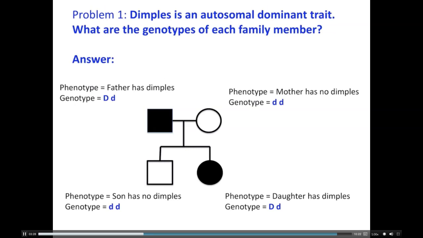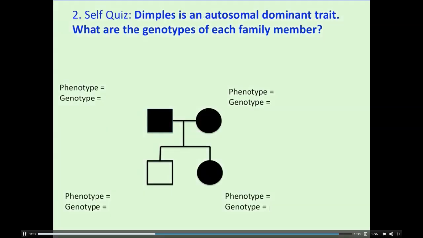For the daughter, she had 1 big D because she has dimples, and that must have come from the father. And the only thing she could have gotten from the mother was a little d. So again, the daughter and the father are heterozygous, and the mother and the son are homozygous recessive.